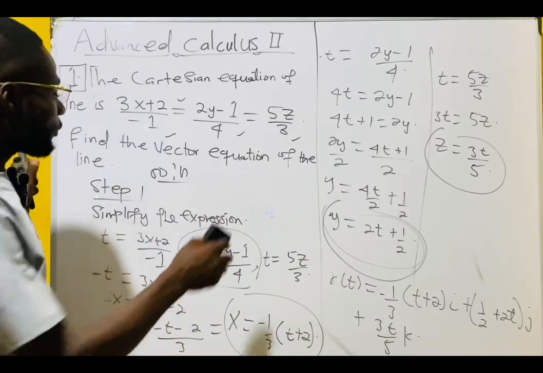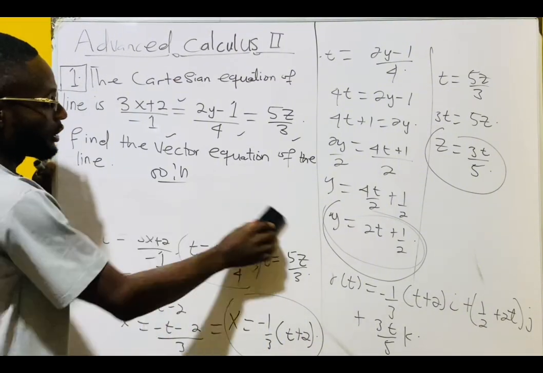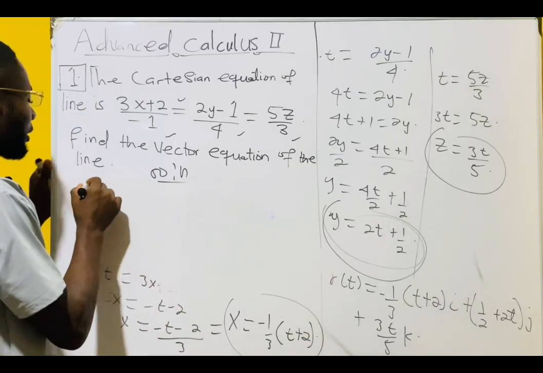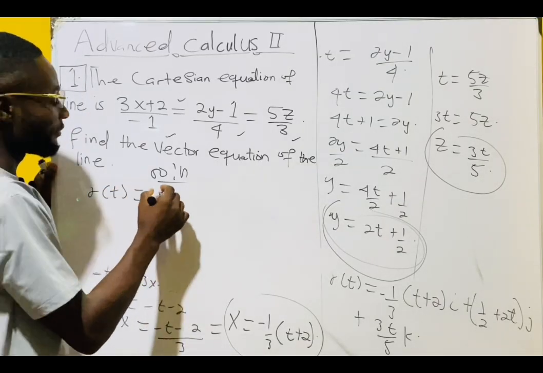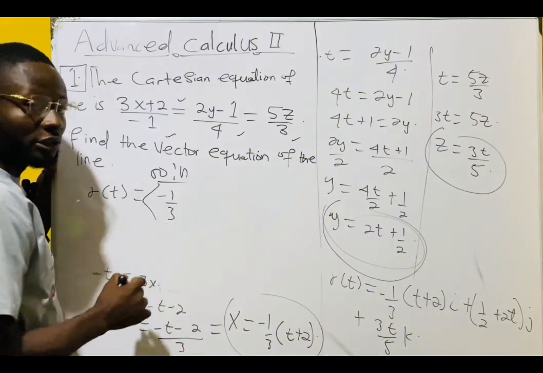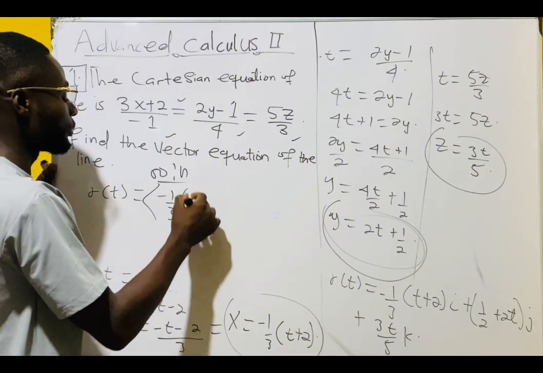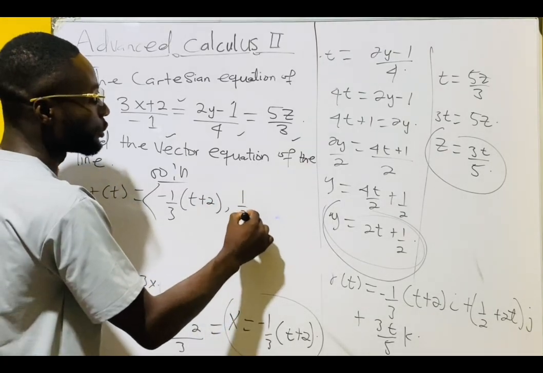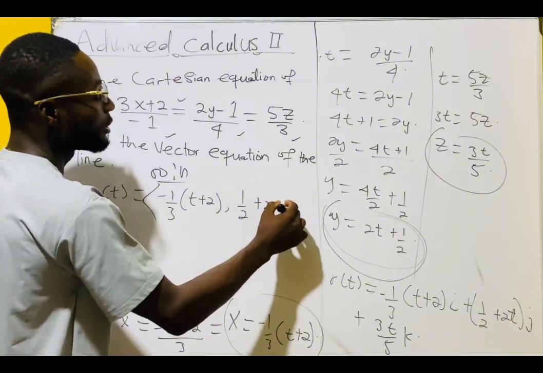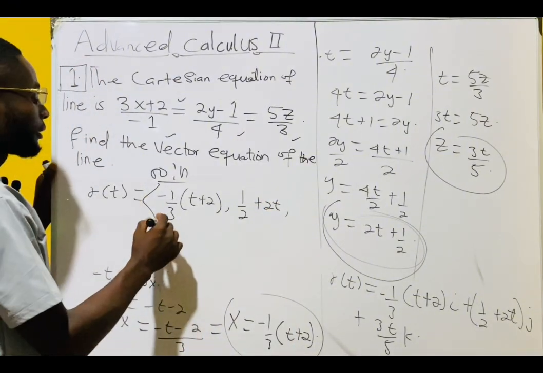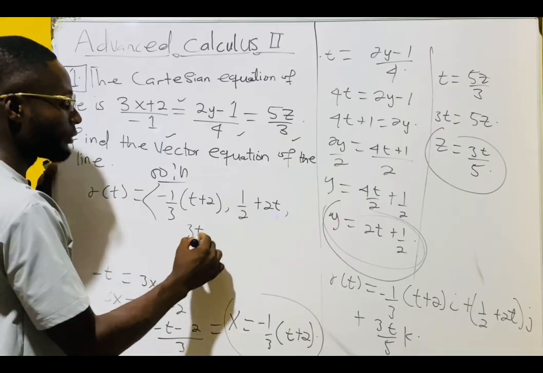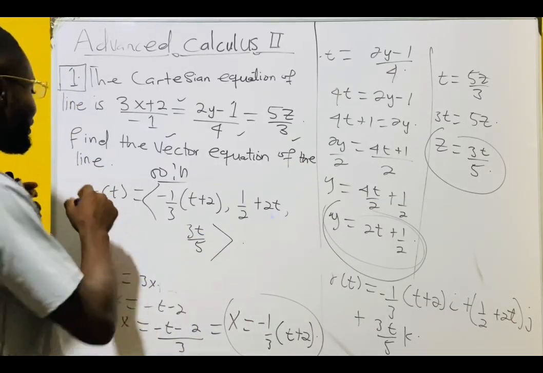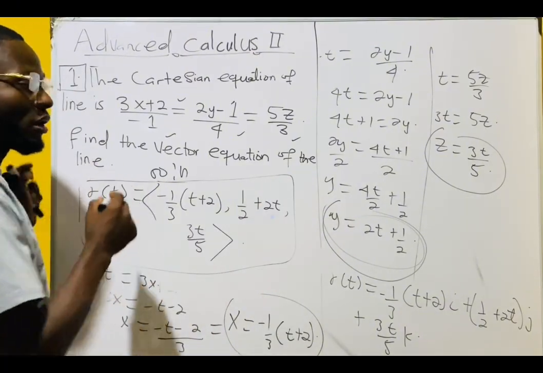So this, we can also use the angle brackets to represent our final solution. So we can see that we have, using the angle bracket, (-1/3 into t plus 2, comma, 1/2 plus 2t, comma, 3t over 5). Right, so this becomes our vector equation of the line.